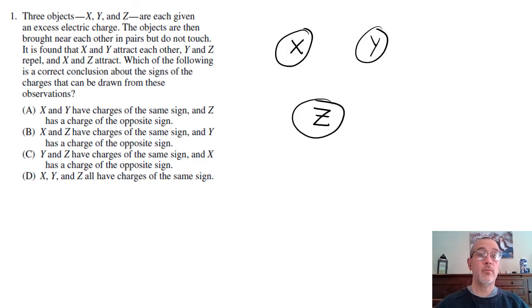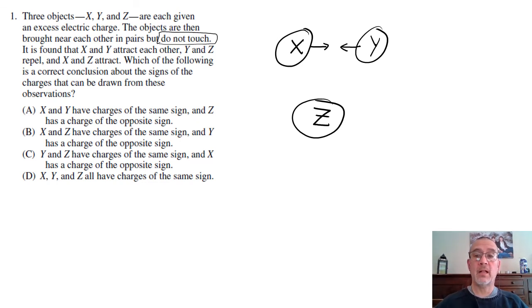So here we're given three objects, X, Y, and Z, and they're given some excess electric charge. So I have three charged objects. Then they're brought near each other in pairs, but do not touch. That means that they're not going to exchange any of their charge with one another. And it's found that X and Y attract each other. So let me draw an attractive force, meaning X is being attracted to Y to the right, Y is being attracted to X to the left.